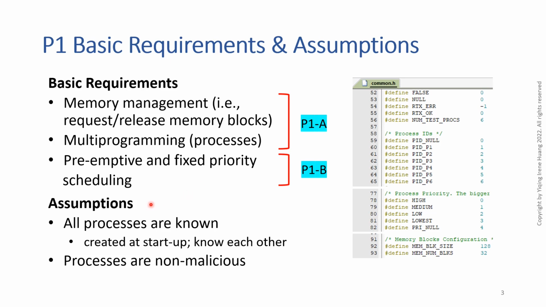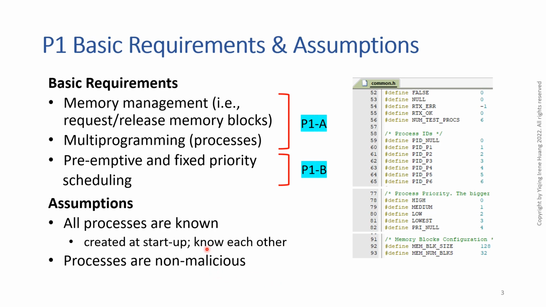Here are some assumptions that are very specific to embedded systems, and that is for our lab project. Our lab project is mainly targeting the embedded system. So all processes are known. What does that mean? It means they are created at startup time, so we know which processes will be created, and we don't create any new processes during runtime. Second of all, these processes know each other, so they know each other's PID.